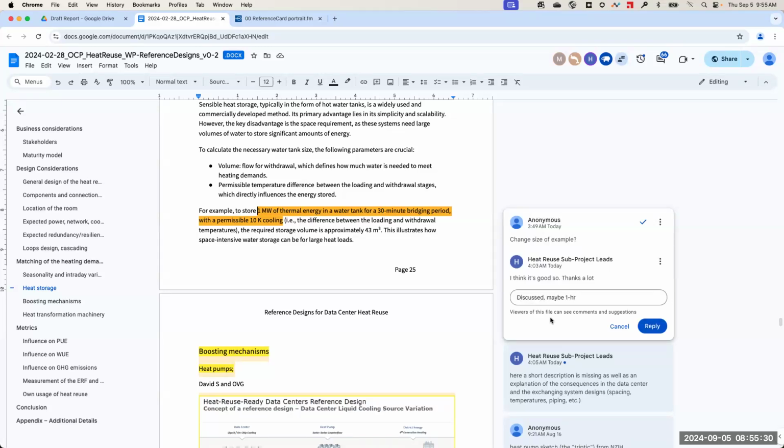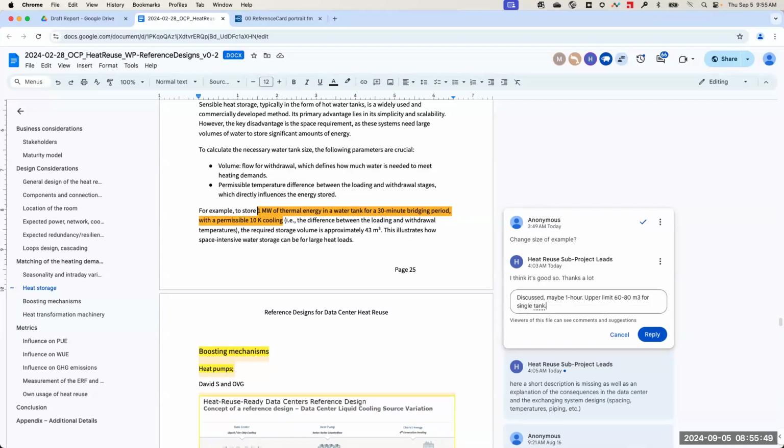Yeah, but again, I would say that the upper limit for something that can be easily fabricated is on the order of 60 to 80 cubic meters. So if you're talking about a 5 megawatt data center, you're going to need multiple tanks, unless you go to phase change material or something like that. Should we include an example of how low you can go if you include phase change material?